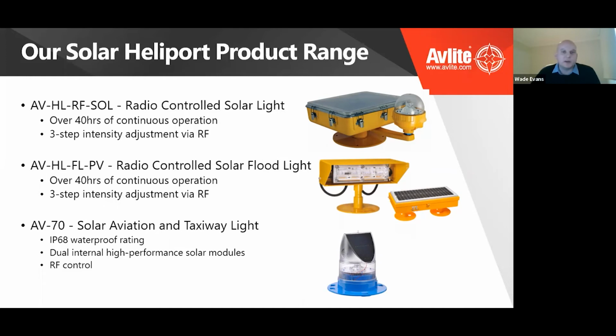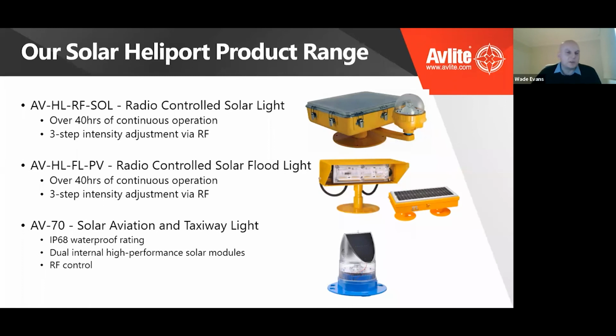That's then complemented by the floodlight fixture, which is our solar floodlight application. It's radio controlled again. Obviously, all of our solar systems typically are RF controlled because they don't have access to a wired control system. So the solar floodlight has over 40 hours continuous operation as well. And then once again, it also aligns with the 3-step intensity adjustment via the RF handheld controller.